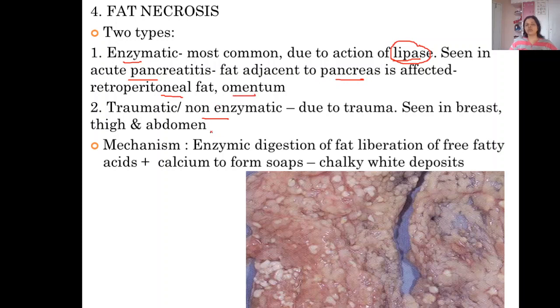And how does it look grossly? The enzymatic digestion of fat liberates free fatty acids which combine with calcium to form soap. And this soap appears as chalky white deposits, which you can see over here. This is the fat and these are the chalky white deposits seen in fat necrosis. The second type of fat necrosis is traumatic or non-enzymatic, seen due to trauma. It is seen in tissues which are rich in fat like the breast, thigh and abdomen. Clear?